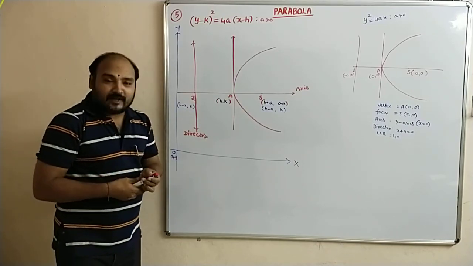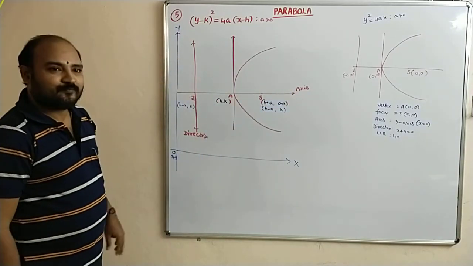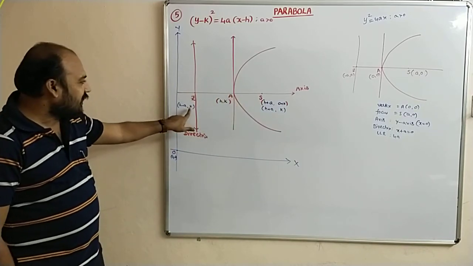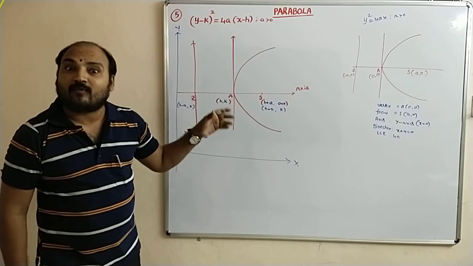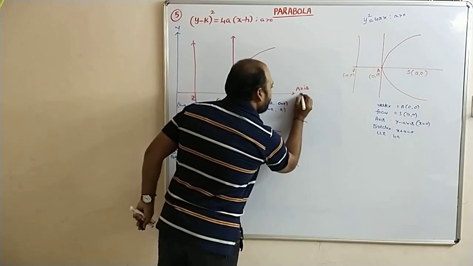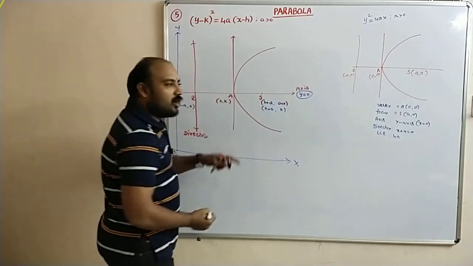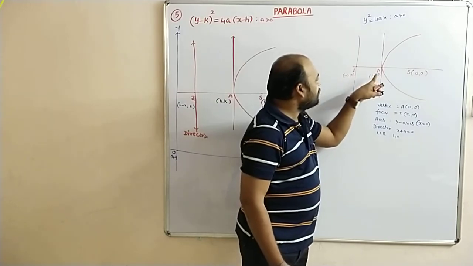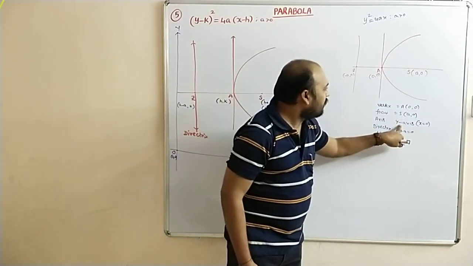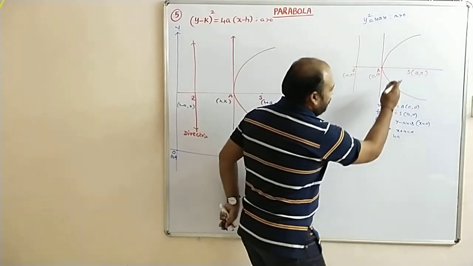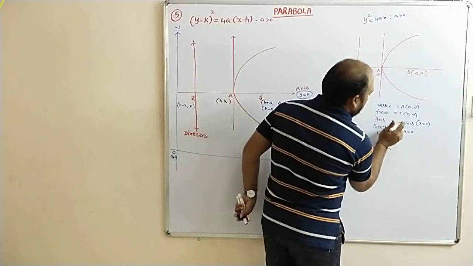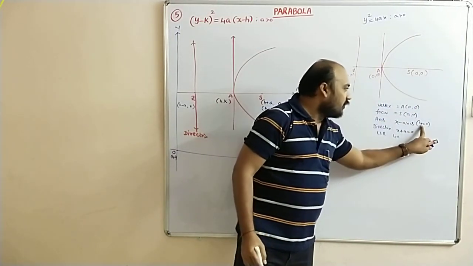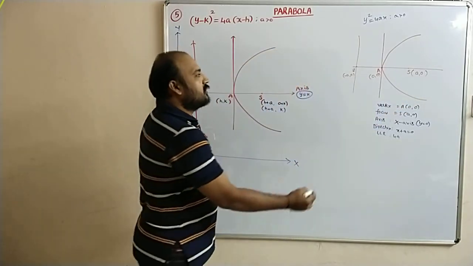And how to recognize the axis of the parabola? Observe the Z coordinates, A coordinates and S coordinates. Which one is common here? K, k, k. K is the y coordinate, so y is equal to k. Y is equal to k is called the axis of the parabola. Remember that. Here also the same thing: the y coordinate is 0, 0, 0, so y is equal to 0, the x-axis, is my axis. This is called the axis of the parabola.